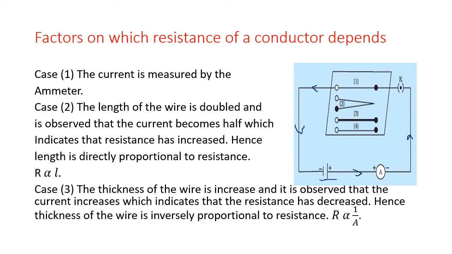Okay. Now we start. Look at case number 1. We have got a thin wire placed here. When the key is put in, measure the current. What is the current in the ammeter? Measure it. Now, let us go to case number 2.